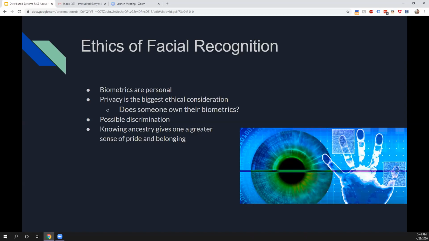So the ancestry detection that we're looking at would use facial recognition. And facial recognition uses biometrics, which is a term for body measurements or calculations. And many companies are taking advantage of this. Apple uses it in their cell phones for their Face ID to unlock their phones. Their older phones use a thumbprint.